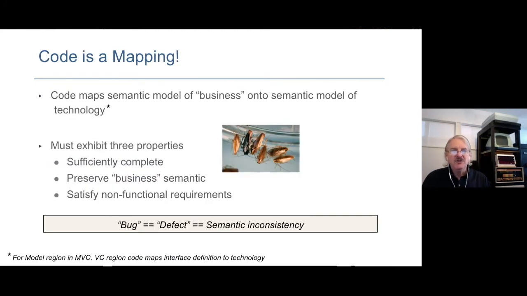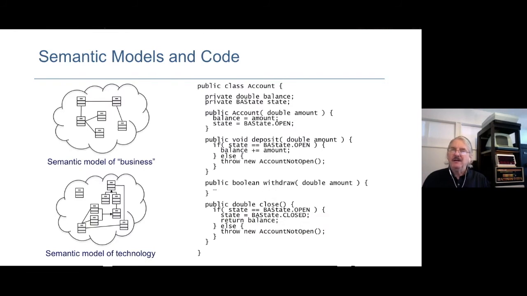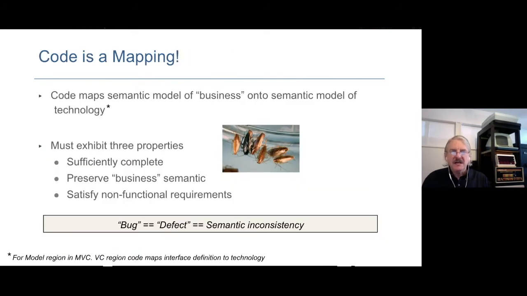Now, preserve business semantic, 30% of the time, roughly speaking. 30% of the time, the developer did understand what the semantic was. They just didn't map it the correct way. Satisfy non-functional requirements has to do with precision, scalability, etc. All of those ILITY kind of requirements. That, in my experience, is about 10% of the time.